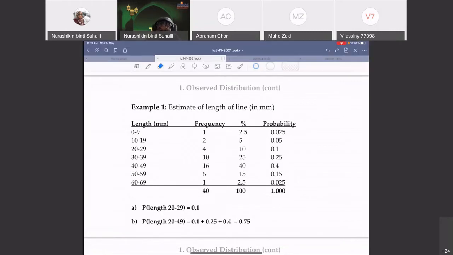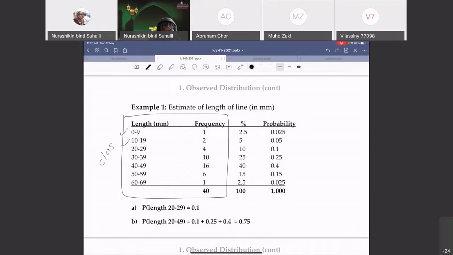Okay, so whenever you have collected the data, this is basically the first thing that you have to do. You have to organize your data and identify the frequency. Let's say this is about the length of a line. This is the classes, and this is frequency. Frequency is the number of times the event occurs or happens.